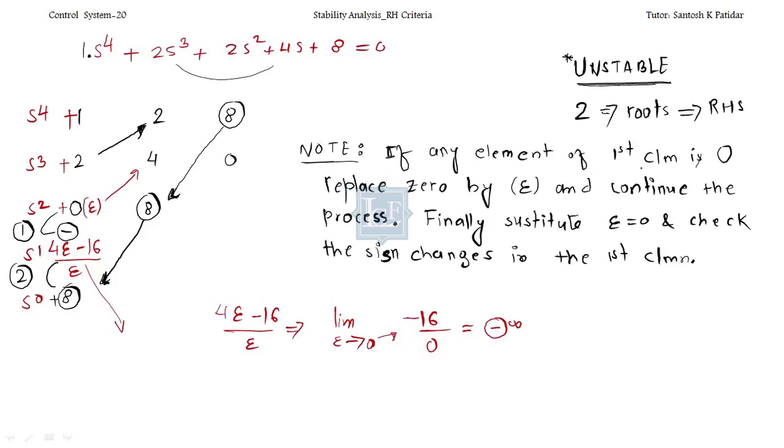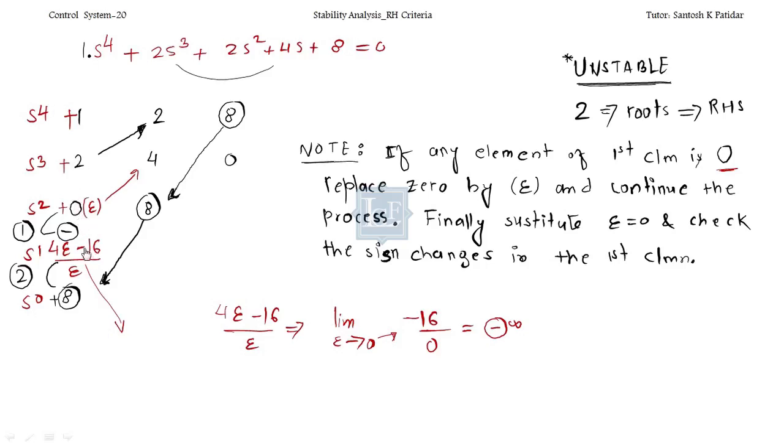If any element in the first column of the RH table is 0, any element, what you have to do is replace that 0 by epsilon. This is the smallest positive number, and continue the process, as we did over here. Finally, substitute epsilon equal to 0 and then check the sign changes in the first column. The process is the same, everything is the same. Whenever we get the 0 in the first column of the RH table, we replace that 0 with the smallest positive number, that is epsilon.